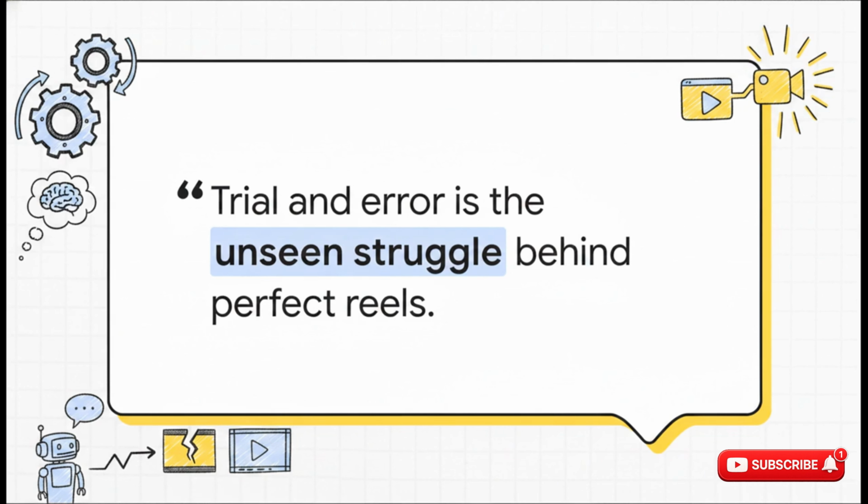"This is the harsh reality nobody shares. Trial and error is the unseen struggle behind perfect reels." The AI might generate a clip where your voice sounds a little muffled, or maybe there's a weird visual glitch. The fix? You just converse with the AI.